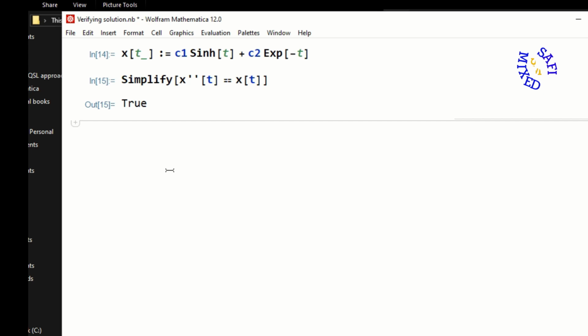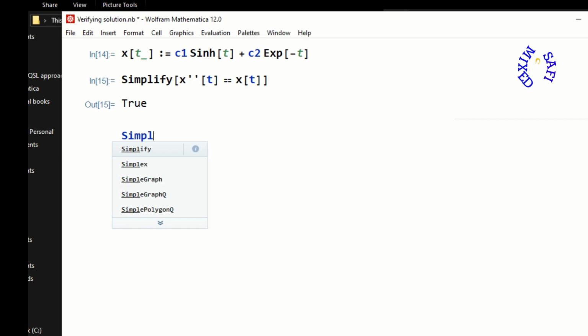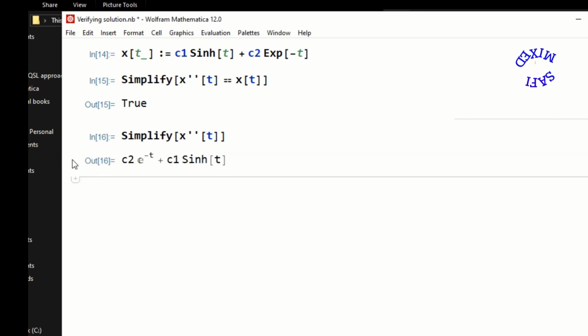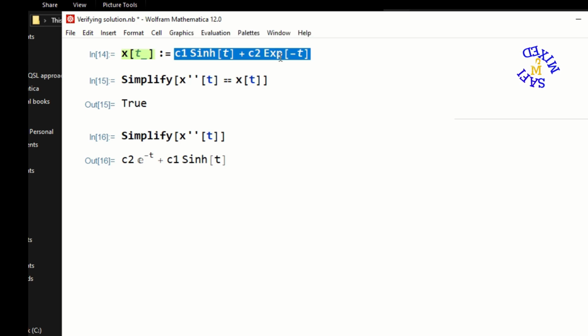You can do it another way, by putting Simplify, and then you put x, and then inside the argument you put again x double dot of t, and I close the argument, and I find this out, and if you see, it is the same result as given over here. The only thing is that the second term on the right in this equation is written as the first term, c2 e^(-t) and c1 sinh(t).